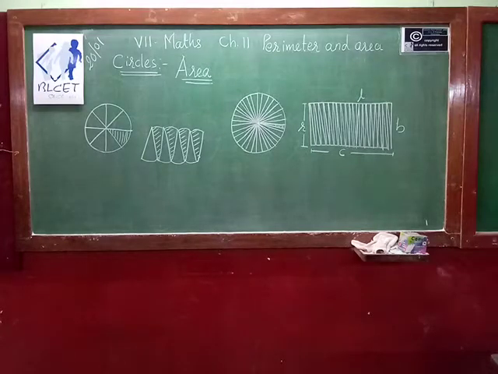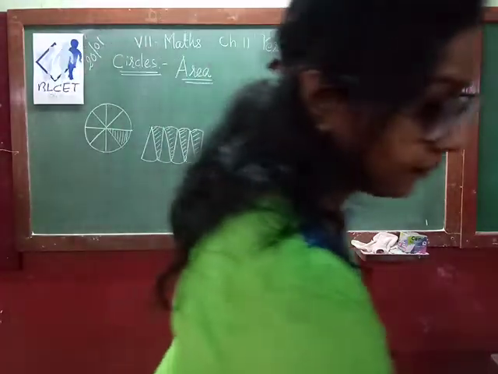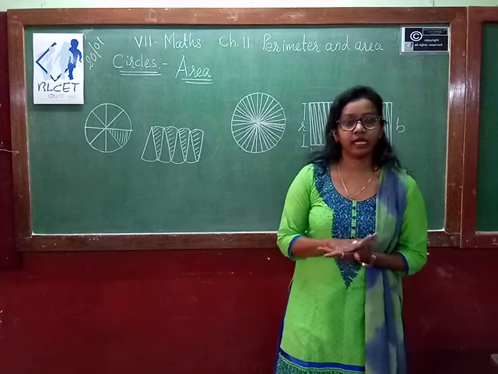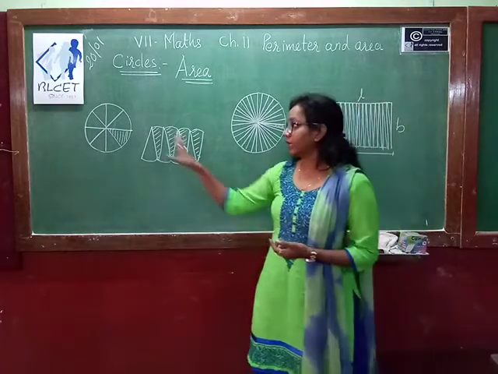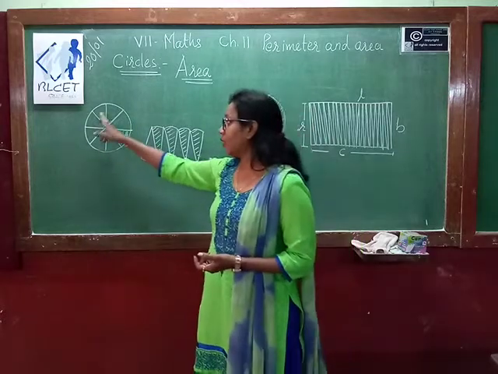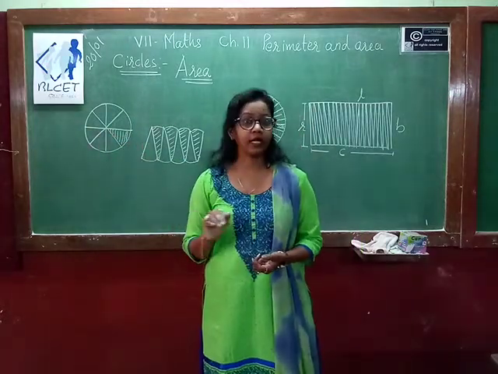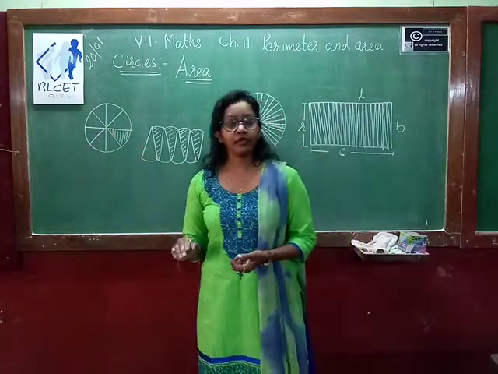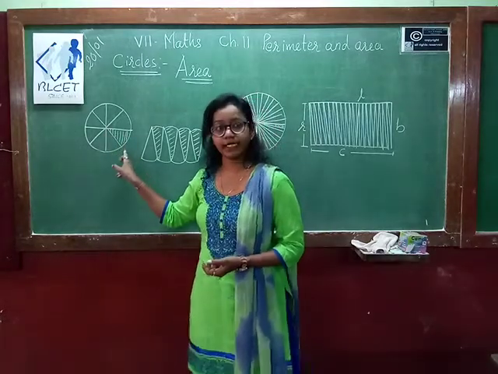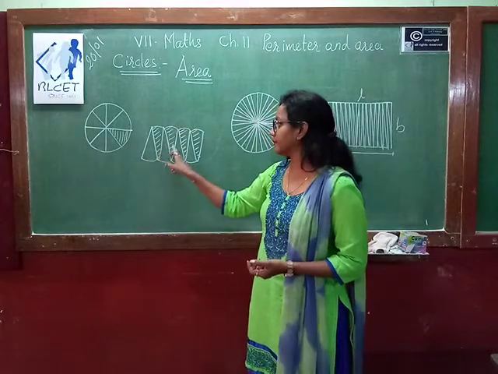Welcome back, students. Now we will see the concept of area: how you can derive the formula to find the area of a circle. For that you have to draw the circle and divide the whole circle into 8 equal parts. Then what you have to do? Cut the circle into 8 equal parts and arrange them like this.